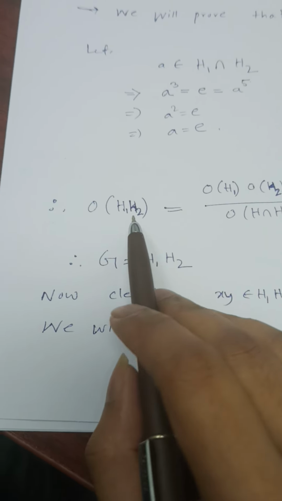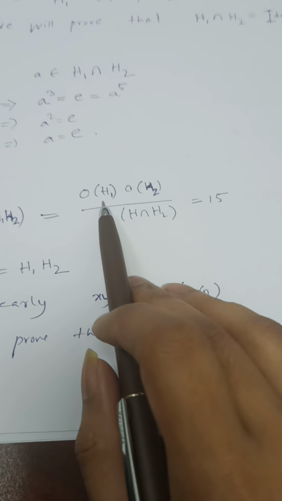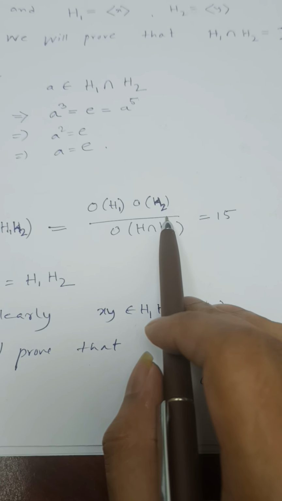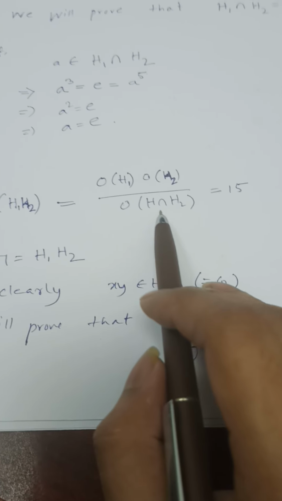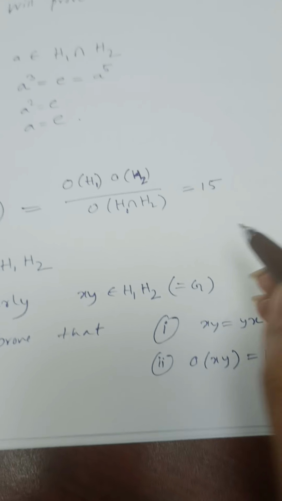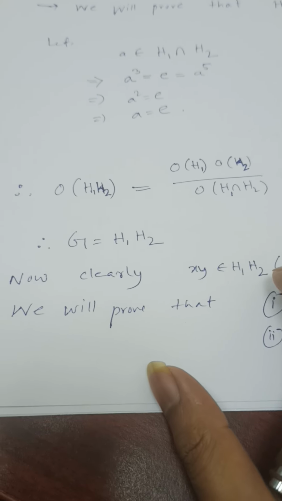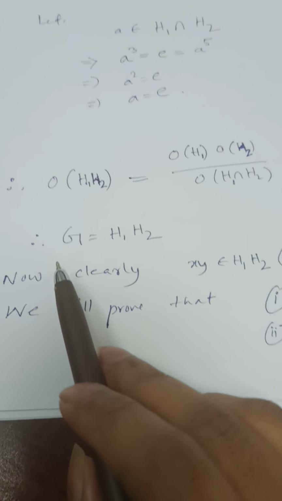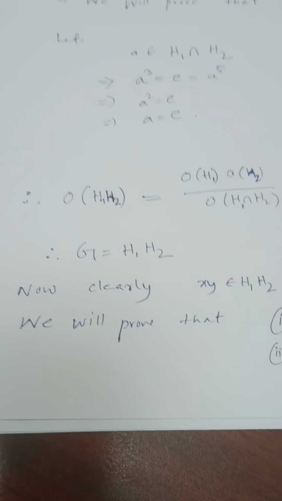Now there is a well-known formula which says that the order of H1H2 is equal to the order of H1 times the order of H2 divided by the order of H1 intersection H2. Since the order of H1 intersection H2 is 1, the order of H1H2 is basically 15. So one can easily say that group G is basically H1H2, because H1H2 is a subgroup and it has order equal to the original group. That's why G and H1H2 are the same.